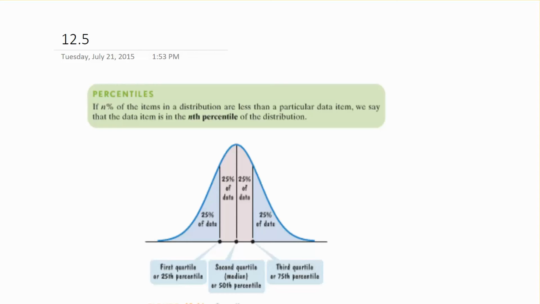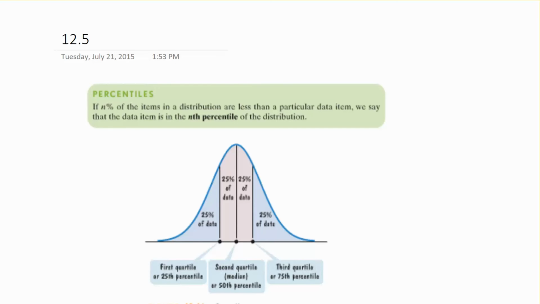In section 12.5, we're going to continue with our statistics unit, and we're going to work with percentiles as well as with z-scores. And so we're actually going to be able to tell what percent of a population is above or below a particular location.